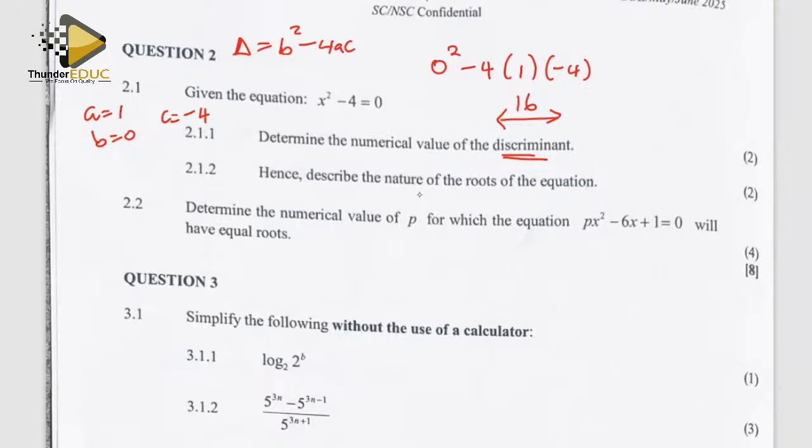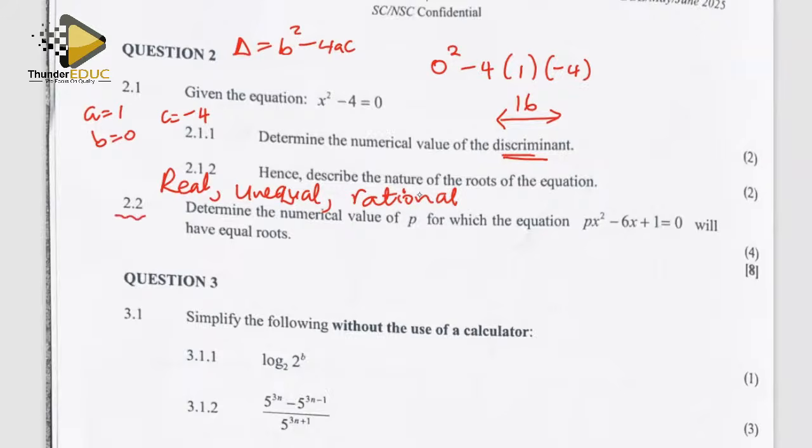So describing the nature of the roots, since the 16 is positive, the roots are real. Okay, now since the 16 is not equal to 0, the roots are going to be unequal, but since 16 is a perfect square, the roots are going to be rational. So those are the 3 statements: real, unequal, and then rational.